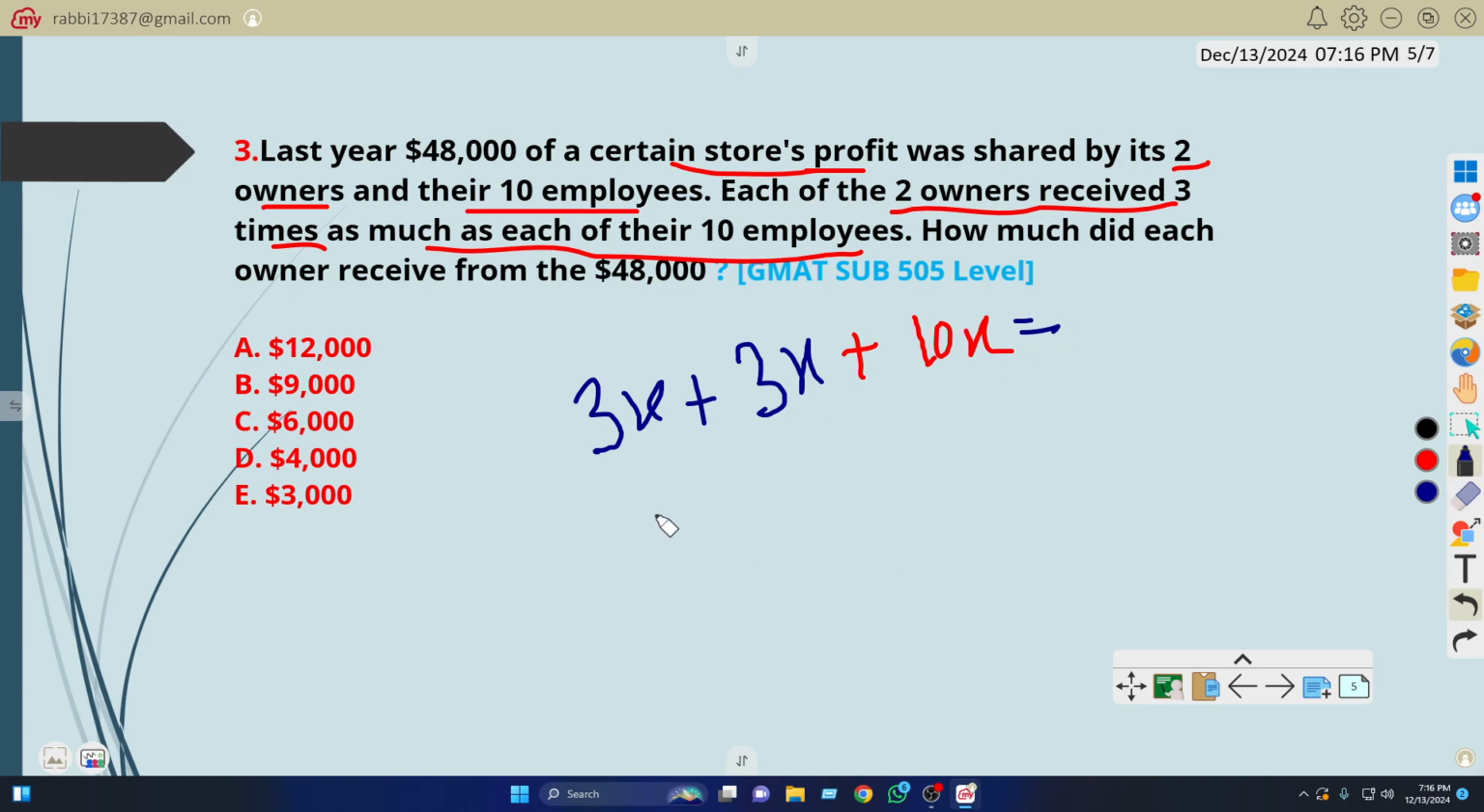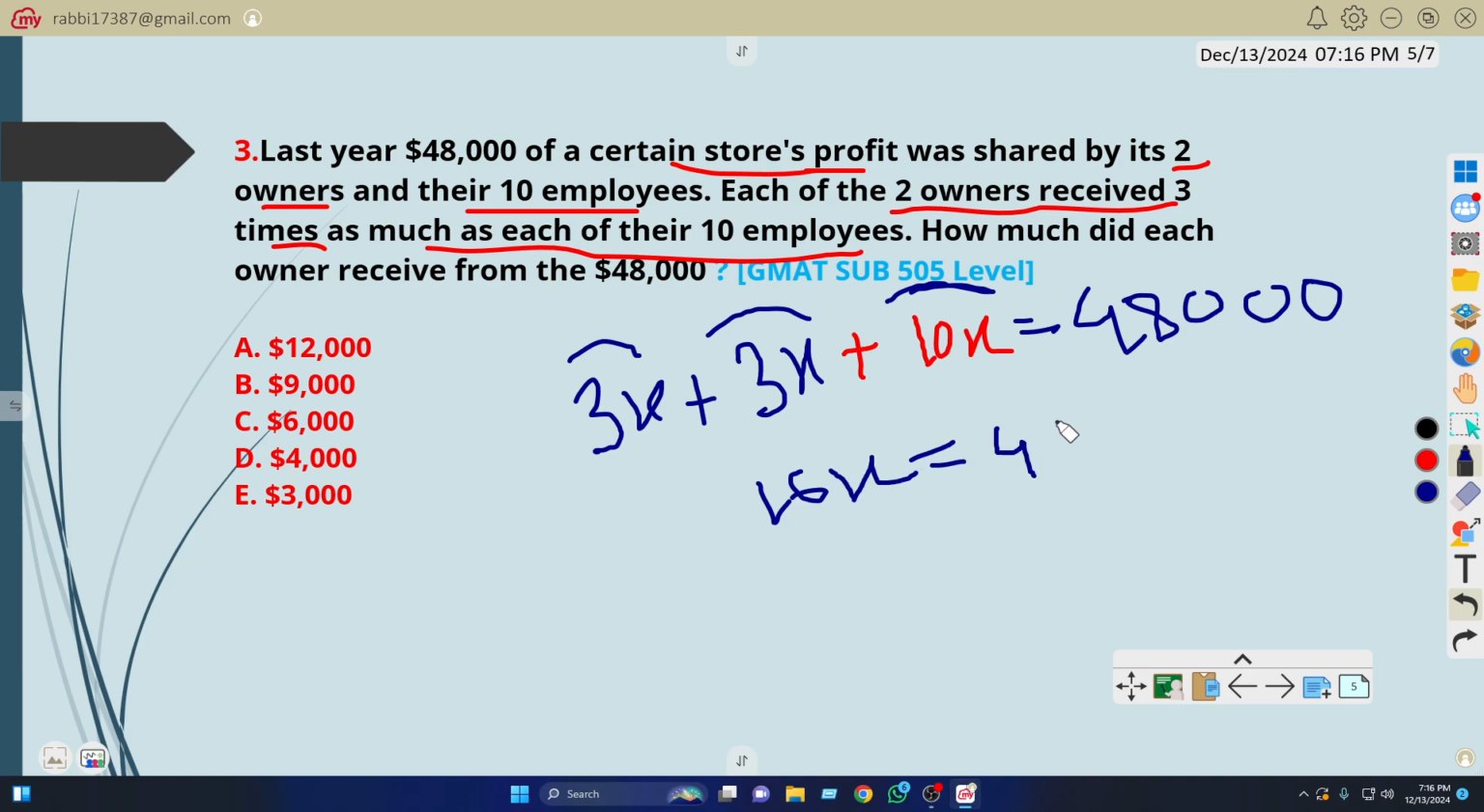Here is the first owner who received, this is the second owner who received, and here are the 10 employees who receive, and the total is 48,000. So 3 plus 3 plus 10 is 16, so 16x is equal to 48,000. This is a very easy question, and x is equal to 3,000.